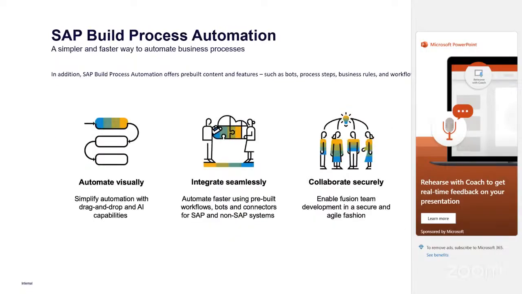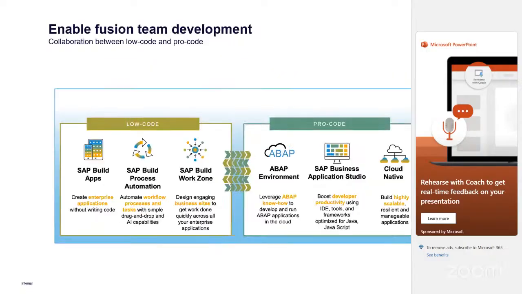So then we have this: automate visually, integrate seamlessly, and collaborate securely. There is nothing new I have to talk about; we already covered it in our previous session. You can see here that SAP has divided the whole SAP Build lobby into the two flavors of low code and pro code. So SAP Build Apps, SAP Build Process Automation, and SAP Build Work Zone.